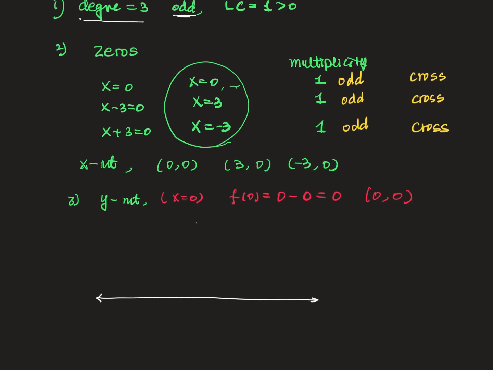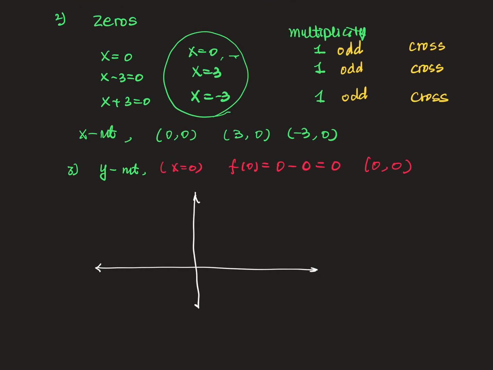Okay, how are we gonna sketch it, guys? Here is the idea. You're gonna sketch it. The y-intercept is at 0, 0. The x-intercepts are 0, 0, 3, 0, and negative 3, 0. That's the x-intercepts. Here is a cross. You're gonna cross at these x-intercepts.